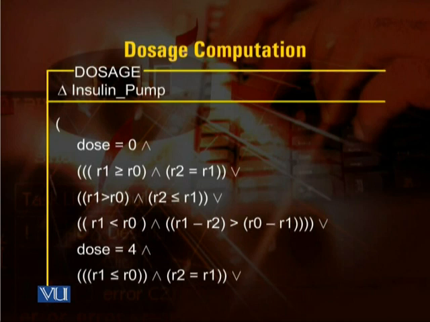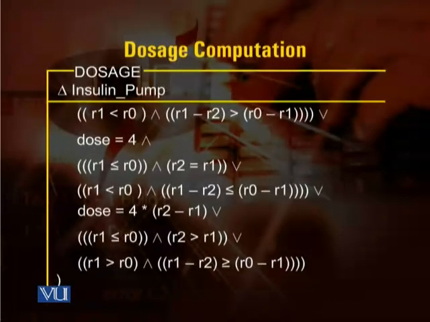Or R1 is less than R0. So the previous reading was less than the reading before that, and R1 minus R2 is greater than R0 minus R1. So we are comparing the change between two subsequent readings, R1 and R2, and R0 and R1. If the difference between R1 and R2 is greater than the difference between R0 and R1, then we are not going to give any insulin to the patient. The dose is going to be 0, and so that was the first part of the dose calculation.